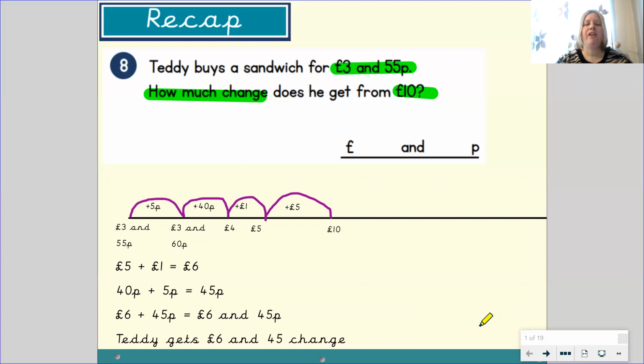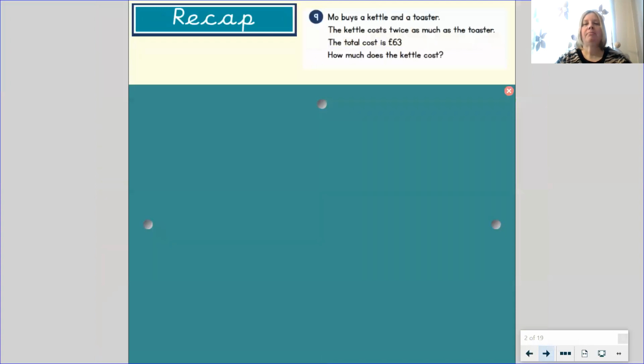Have you noticed what I've missed? I've missed the p from here, and that's really important that we include the symbol when we are working with money. Let's have a look at our next problem that some of us found tricky.